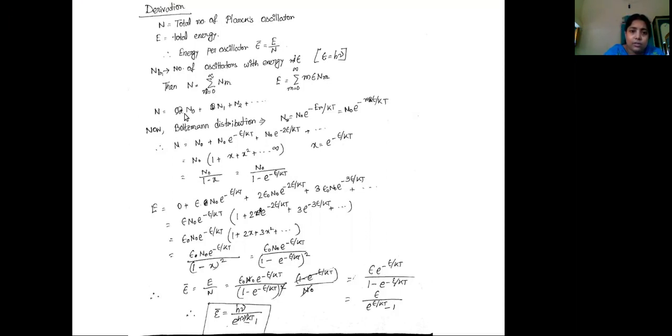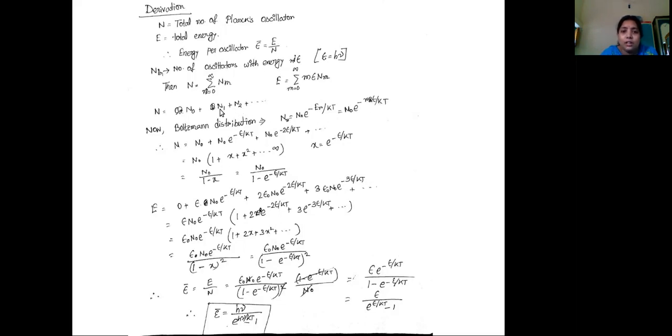Now we will first talk about the first series, N equal to n0 plus n1 plus n2 and so on. According to the Boltzmann distribution, nr, that is the number of particles having energy r h nu, is given by n0 e to the power minus r h nu by kT, or nr equals n0 e to the power minus r epsilon by kT.